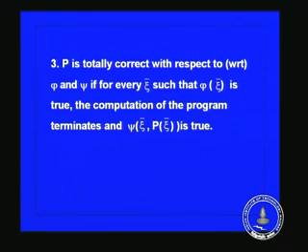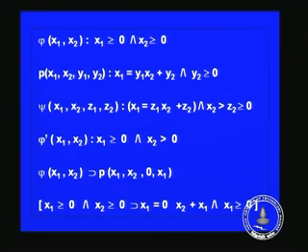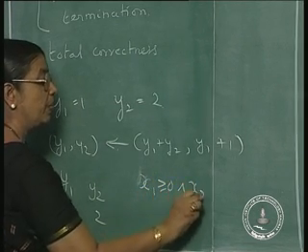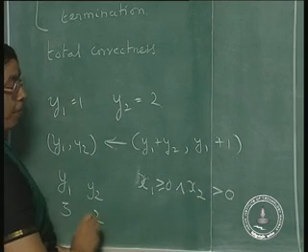Given a value psi bar which satisfies the input predicate, the program will terminate and the output predicate will be satisfied. So, in this particular example, let us see what are the input predicates and output predicates. In this case x2 cannot be 0 because you cannot divide by x2. So, the input predicate will be x1 greater than or equal to 0 and x2 greater than 0.